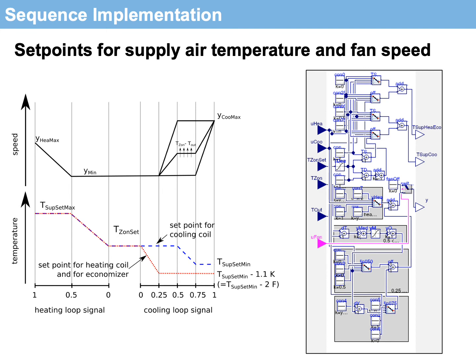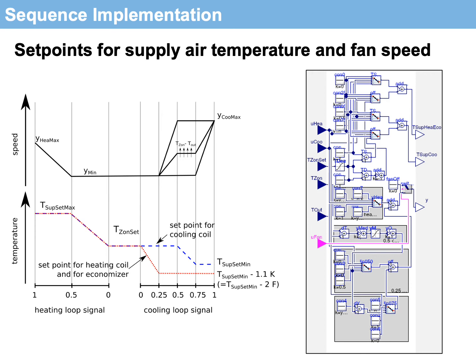These are really coordinated based on the amount of heating and cooling that's needed in the space, and that's basically represented by the heating loop signal that you see on the lower left, and the cooling loop signal that you see in the plot in the lower right. In the heating case, as more heating is needed, first the supplier temperature is increased, and then if even more heating is needed, the supply fan speed is increased to provide more air to the space.